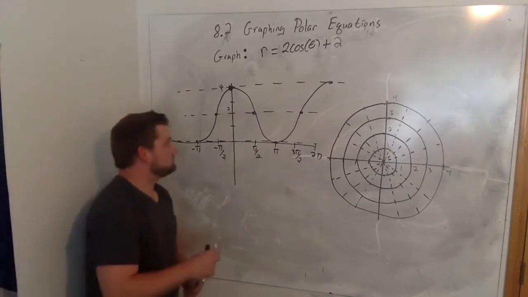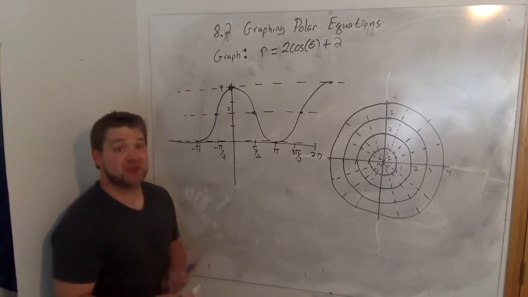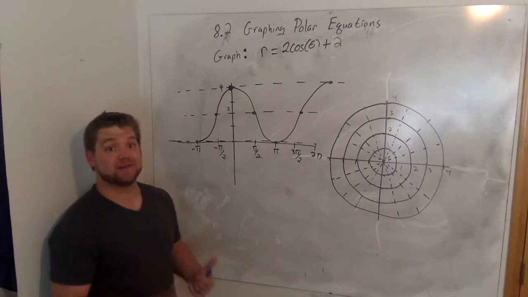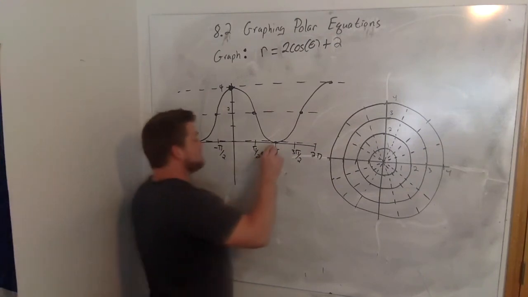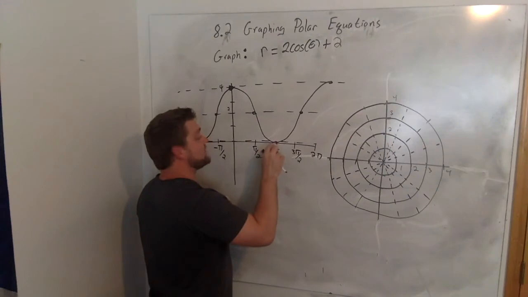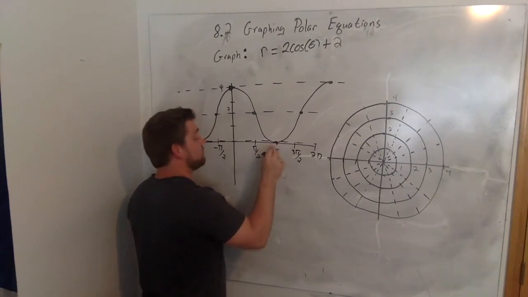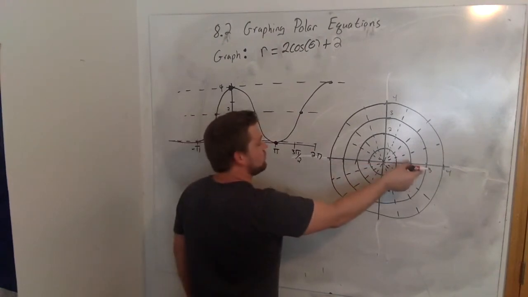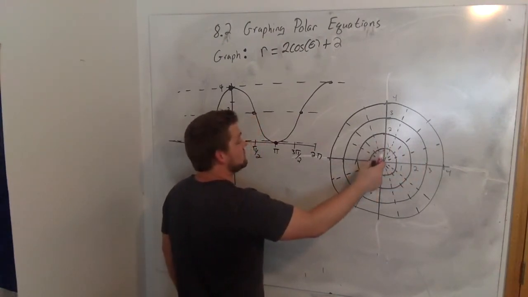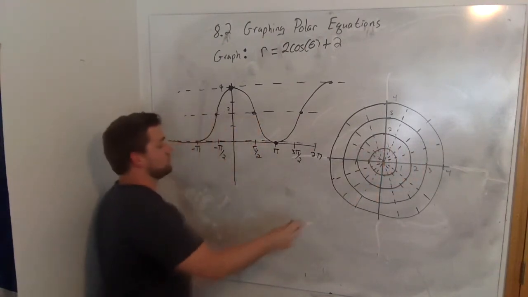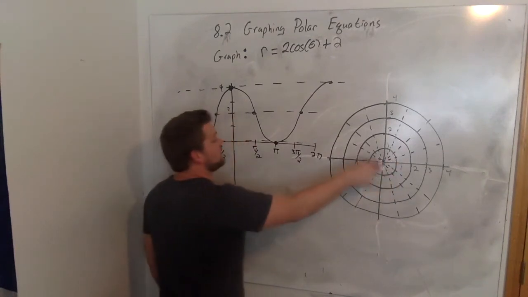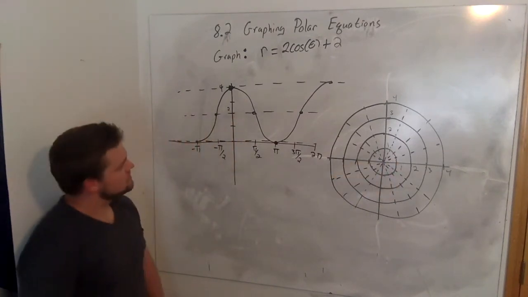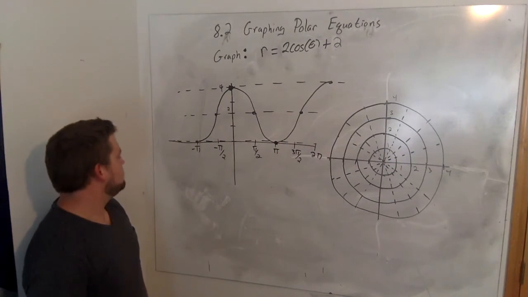What's going to be interesting about this is we're actually only going to get one leaf here. We have x-intercepts, or we'll be at the origin, when we rotate pi radians or negative pi radians. So when we rotate pi radians, we should be back at the origin, or if we rotate negative pi radians, we should be back at the origin. Okay, well, what's happening? Let's see.